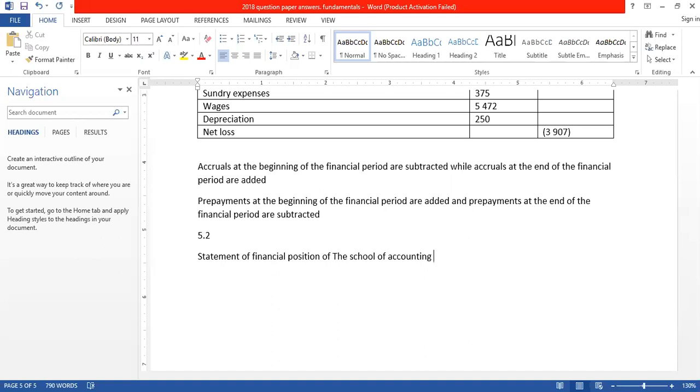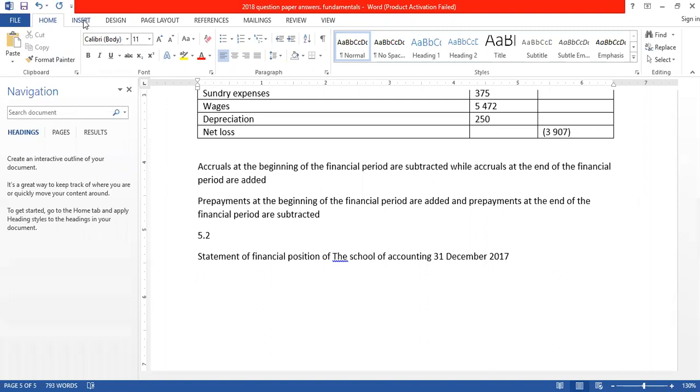The heading is totally different from the heading of the income statement. With the income statement you write for the year ended, but when it comes to statement of financial position, it's as at. So it's as at 31 December, in this case 2017. That is the first thing that you always need to do. You should make sure that your book or your statement has got a heading.